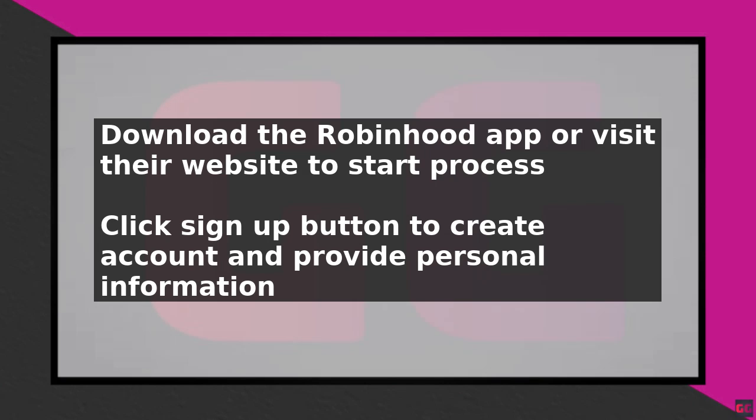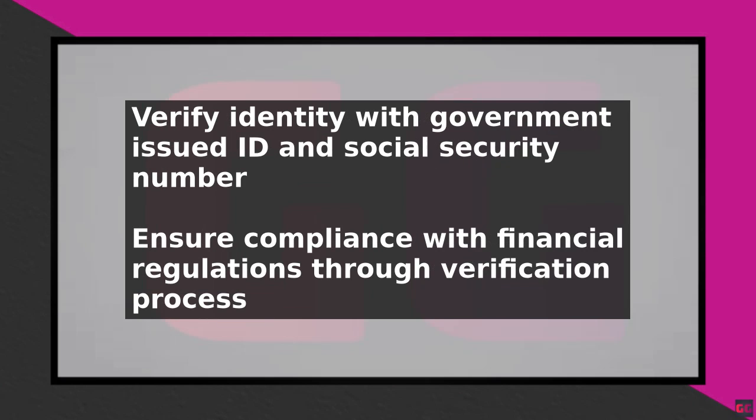After verifying your identity, you will need to fund your account. You can do this by linking a bank account or using other payment methods accepted by Robinhood. Make sure to review the fees associated with each payment method before choosing one.